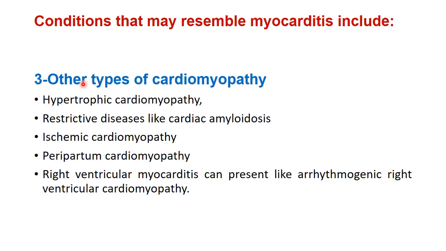What are the other types of cardiomyopathy that can mimic myocarditis? Hypertrophic cardiomyopathy, restrictive cardiac syndromes such as cardiac amyloidosis, ischemic heart disease, peripartum cardiomyopathy. Right ventricular myocarditis can present like ARVC.